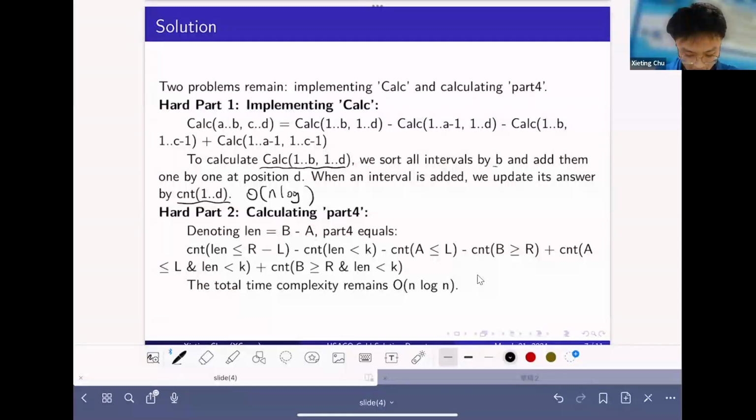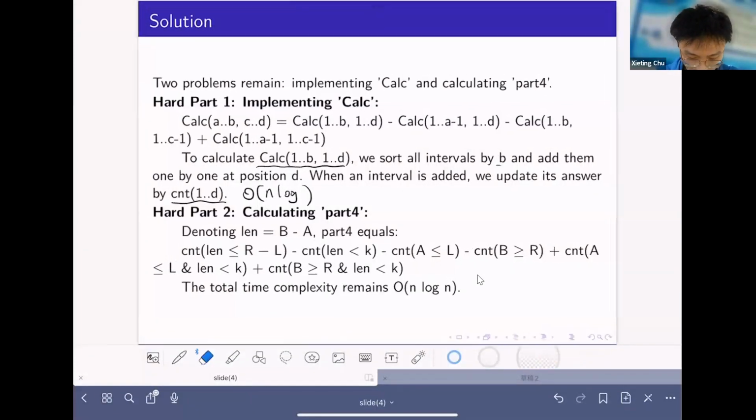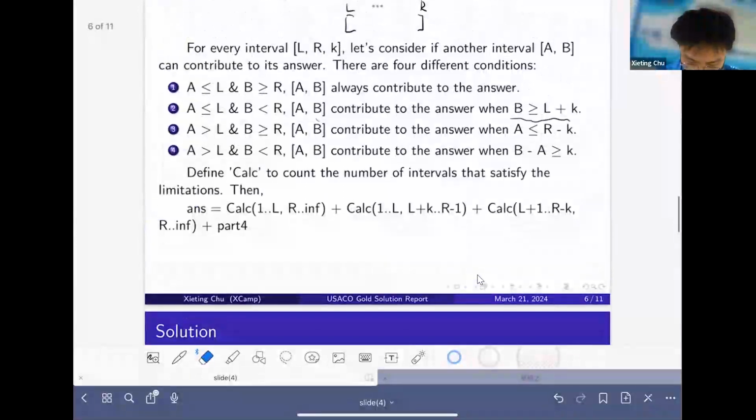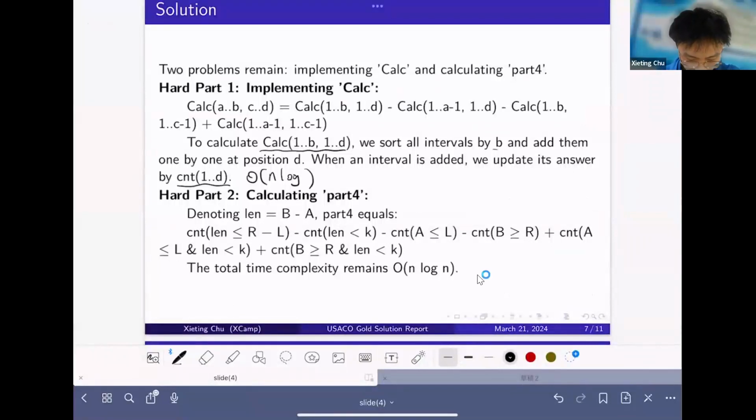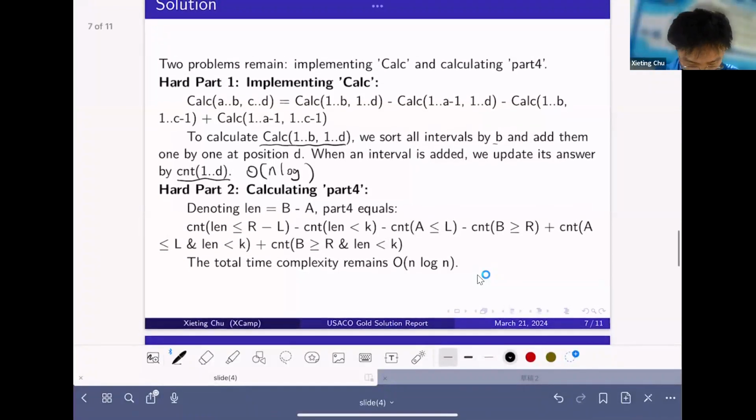The hard part 2 is how to calculate part 4. Remember that part 4 is the number of intervals that are totally contained in AB and whose length is greater than K. Let's denote the length to be B minus A, the length of the second interval. This is a little bit dirty coding work.